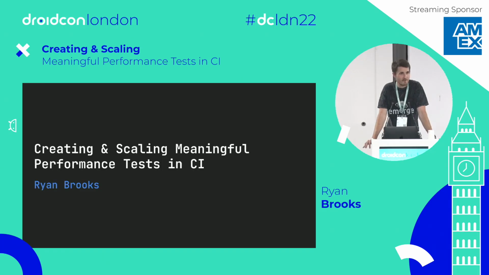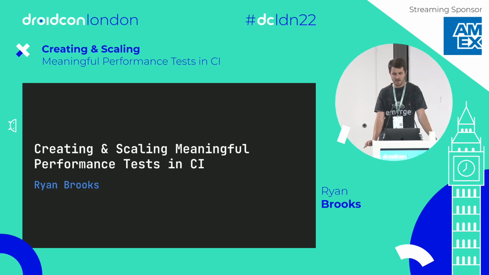Well, good afternoon, everyone. My name is Ryan Brooks, and I'm here to give a high-level overview about how to create and scale meaningful performance tests in CI. This talk was inspired by many of the tools that I built at my company, Emerge Tools, and the learnings that I'll be talking about have come from a lot of trial and error, building highly accurate and meaningful performance tests for our clients that can run on any app.